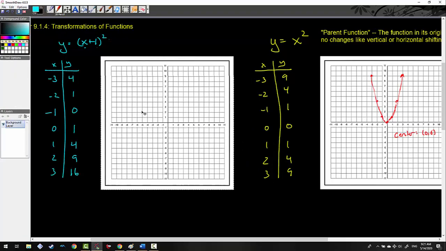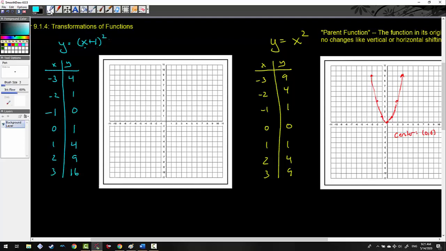But let's see how this affects the graph. I'm going to do this graph here in purple. Let's go and plot the points. Let's start with 0, 1. It doesn't really matter where you start. 1, 4, 2, 9, and 3, 16 is off the graph, but we don't really need to worry about it. We'll know how it goes. Negative 1, 0, negative 2, 1, and then negative 3, 4.